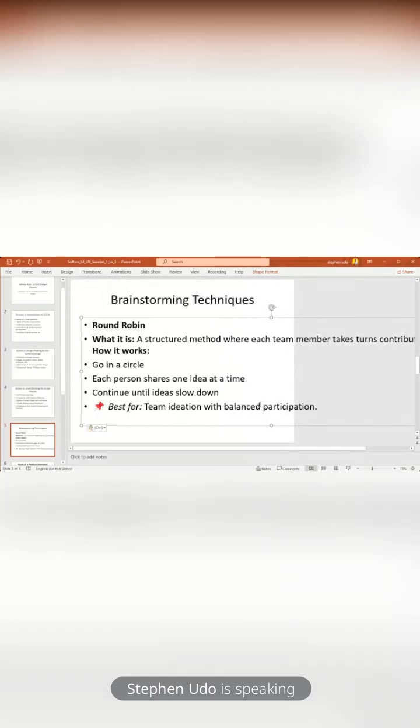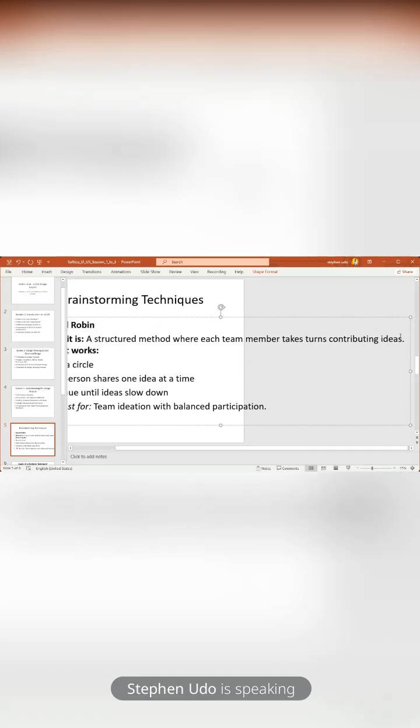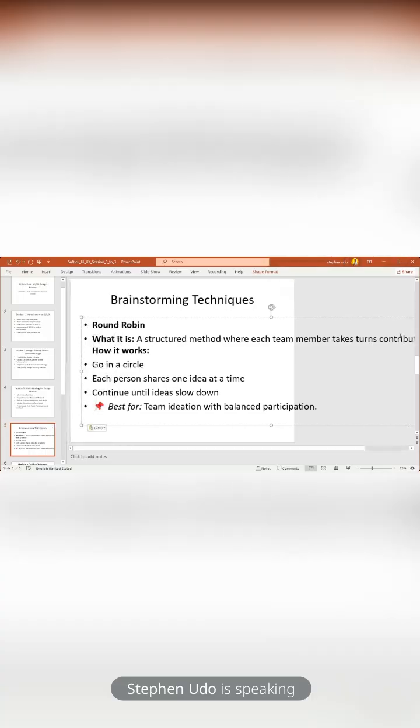Round robin is a structured method where each team member takes turns contributing ideas. How does it work? You form a kind of circle, then each person shares one idea at a time. You continue until ideas slow down. Best for team ideation and balanced participation. I think that's all.